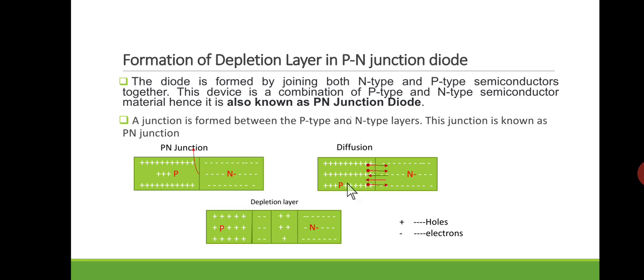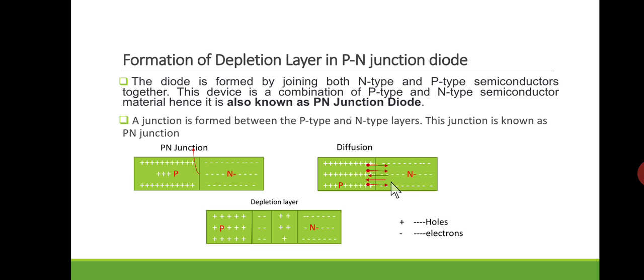Here what happens? Because of this difference, that is minority and majority carriers, it produces the depletion layer. All the holes are attracted towards the electrons and the electrons are attracted towards the holes. Okay, so some of the holes cross this junction and combine with the n type.